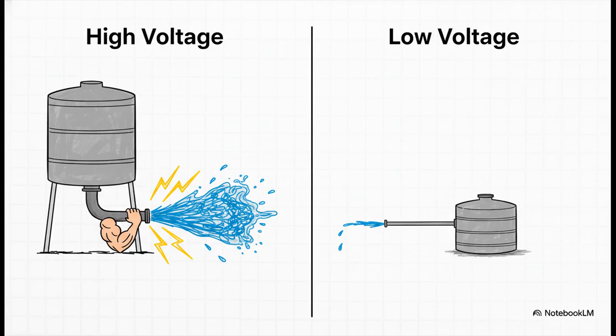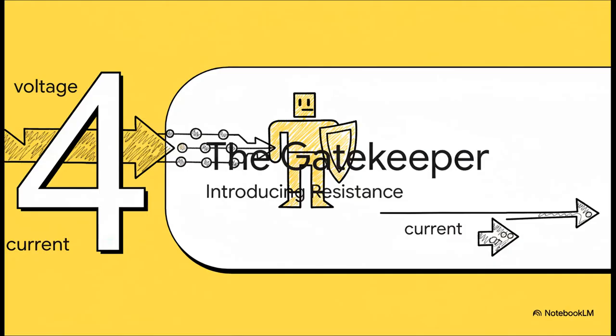Let's go back to that water pipe analogy because it works so well here. If current is how much water is flowing through the pipe, then voltage is the pressure pushing that water. It's the difference between a high-pressure fire hose and just a lazy trickle from a garden hose. More pressure, more voltage, means you have the potential for a much stronger flow. Okay, so let's recap.